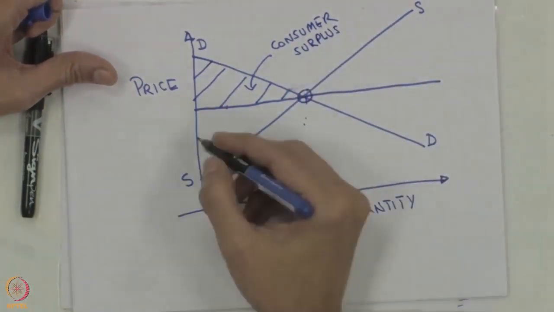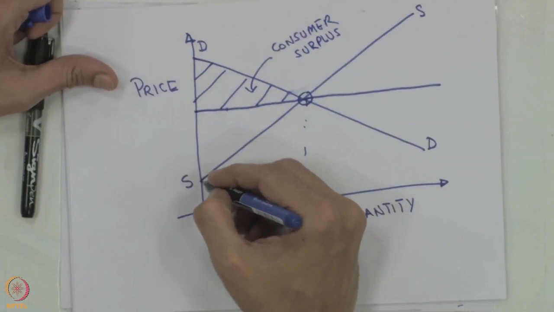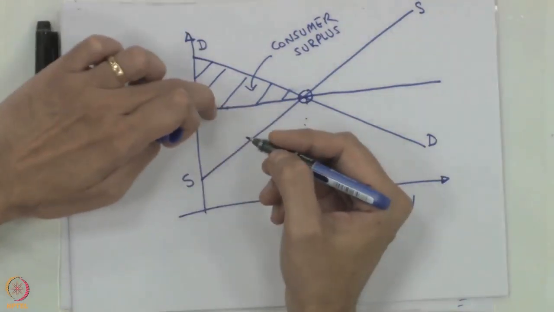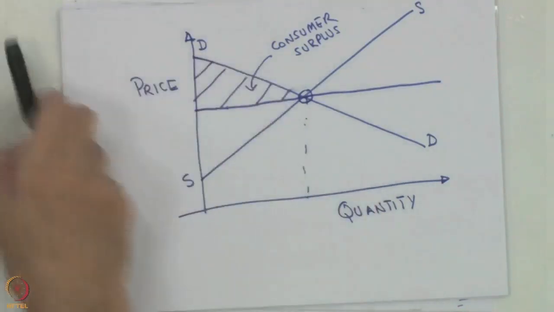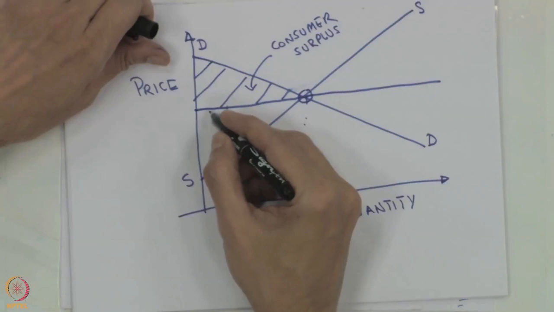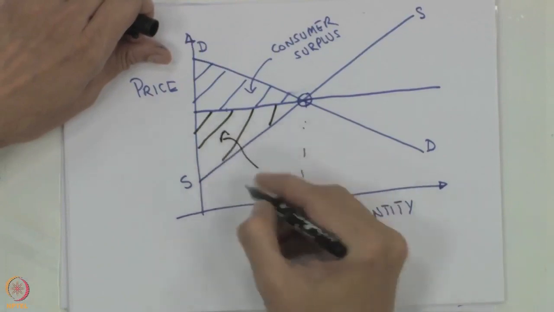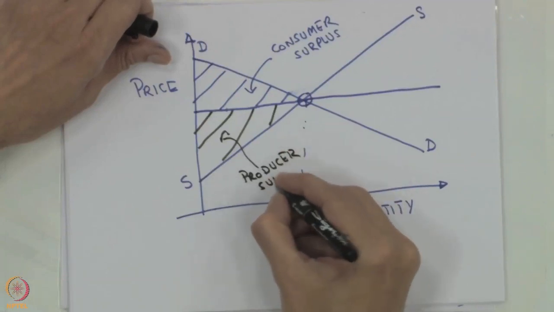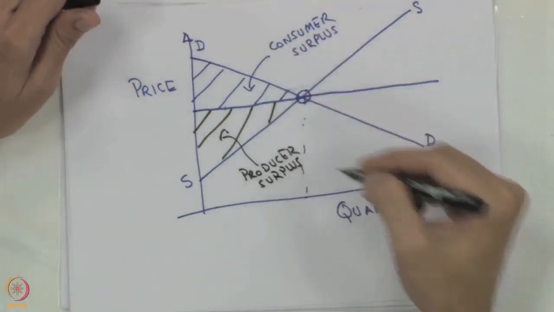In a similar fashion, if you look at a producer, the producer is getting this price. The producer was willing to produce at a lower price as it goes on. So, at any point you are getting this price, but you were willing to produce at less. So, this part shows the producer surplus, and if you integrate this again over the entire range of quantities, we will get the producer surplus. And this total is consumer plus producer surplus.